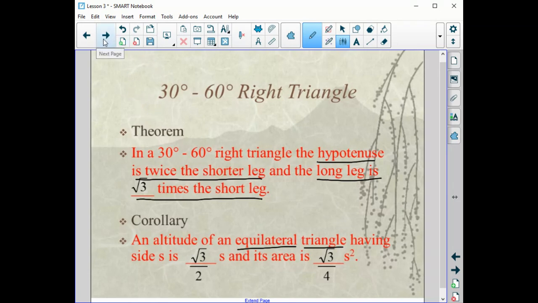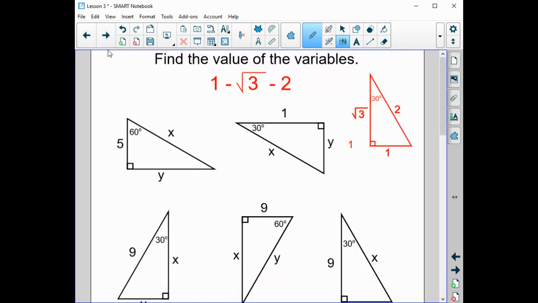All right, the first thing we're going to take a look at are some problems with the 30, 60, 90 and how to find the lengths of sides using what that theorem tells us. And essentially what it tells us is the ratio of the sides is 1 to radical 3 to 2. 1, radical 3, and 2 is the length of the sides in order.